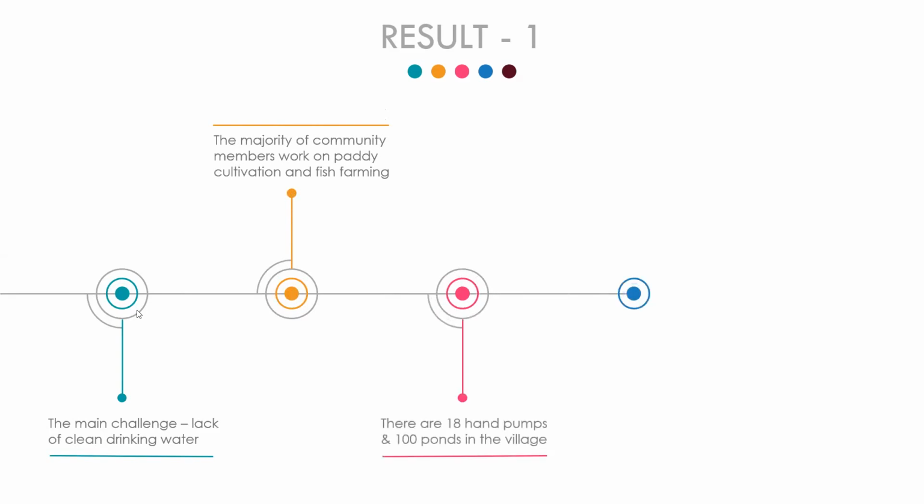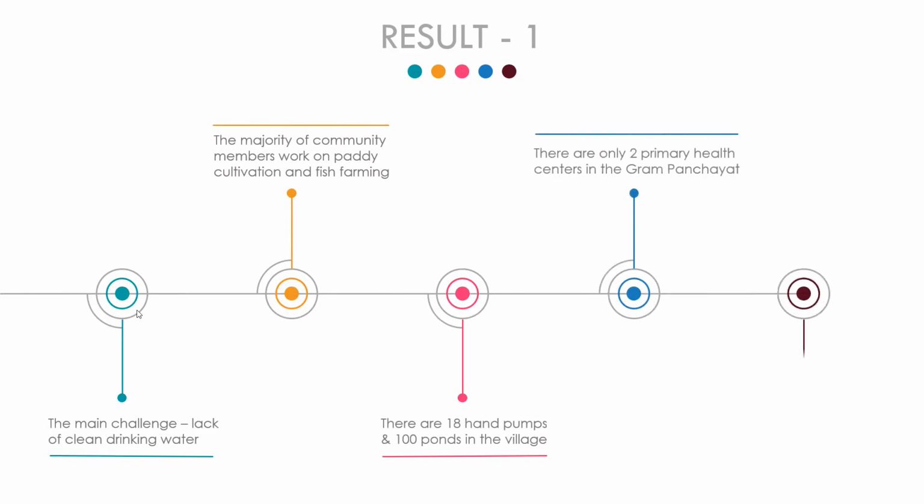As per the data collected, there are around 18 hand pumps and 100 ponds in the Krishnarampur village. And there are only 2 primary healthcare centers in the Gram Panchayat. For this study, in-depth interviews were conducted with 40 households to understand the problems faced by them.